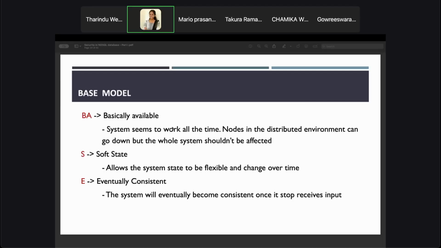But when it comes to financial things, that's not the case. It's a big issue. If your account is already at zero balance, and if they allow you to transfer another 5,000 from a zero balance account, that's an issue, right? So that's why some financial systems still rely on relational databases compared to NoSQL databases, right? So that's it about this BASE, eventual consistency.